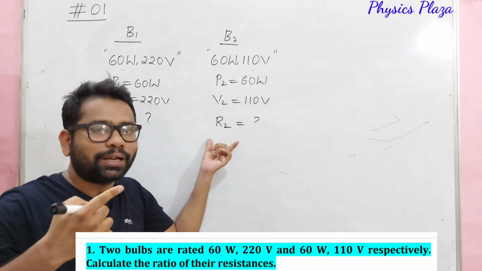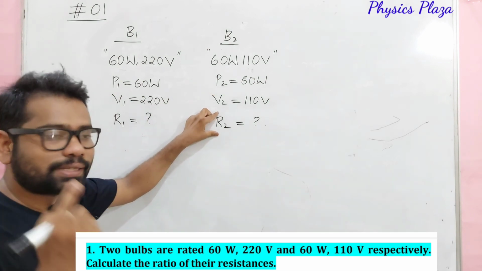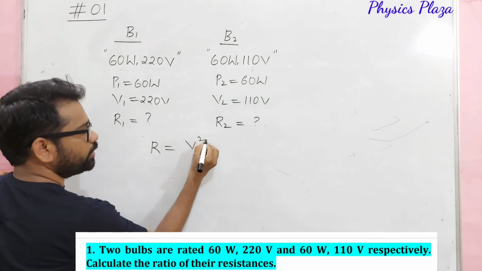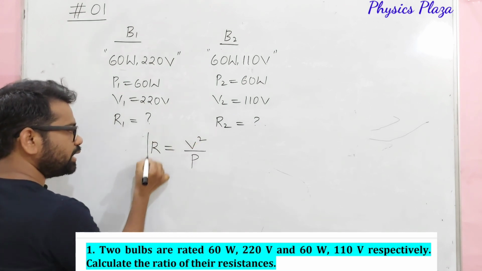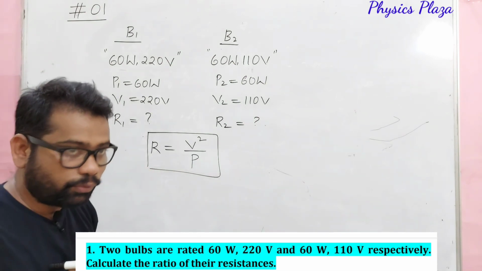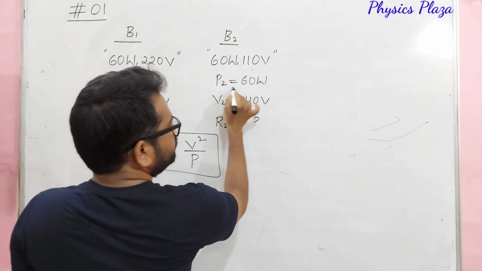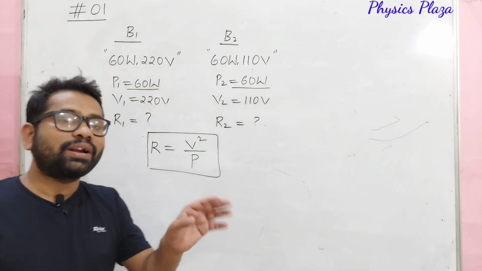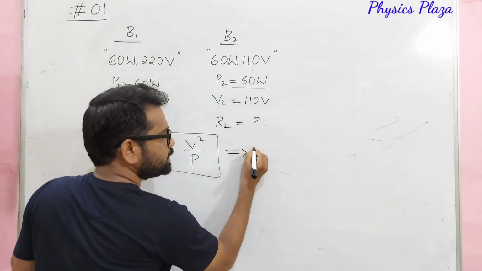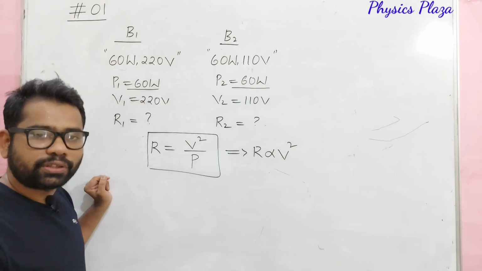Now let us recall the relation between power, potential difference and resistance. We have this relation: R is equal to V square by P. This is the relation which we are going to use. But dear children, you have to notice one very important thing. P1 is 60 watt only, P2 is 60 watt only, which means power remains constant. When power remains constant, resistance is directly proportional to V square.